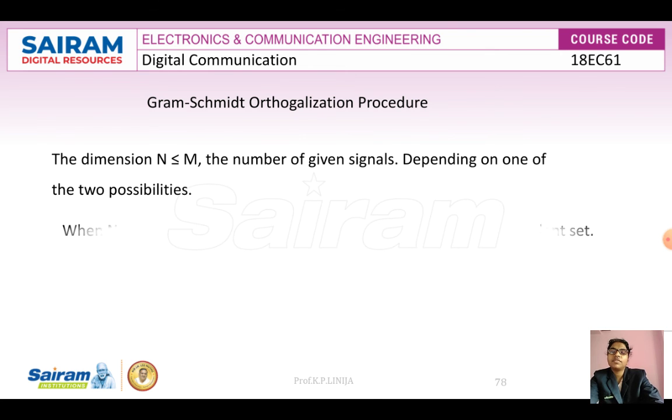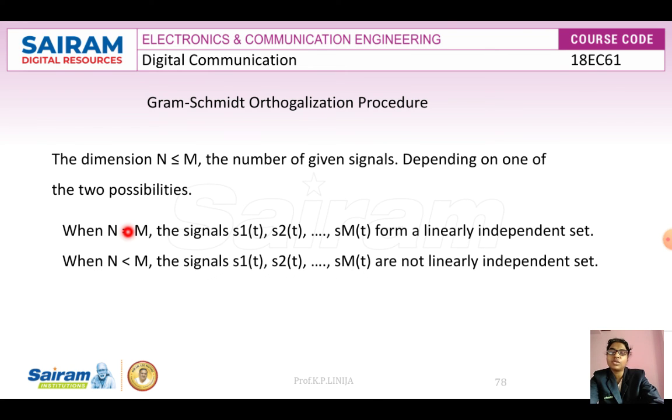we can say that when n is equal to m, the signals S1 of t, S2 of t up to Sm of t form a linearly independent set. And when n is less than m, the signals S1 of t, S2 of t up to Sm of t are not a linearly independent set. So these are all the Gram-Schmidt orthogonalization procedure.